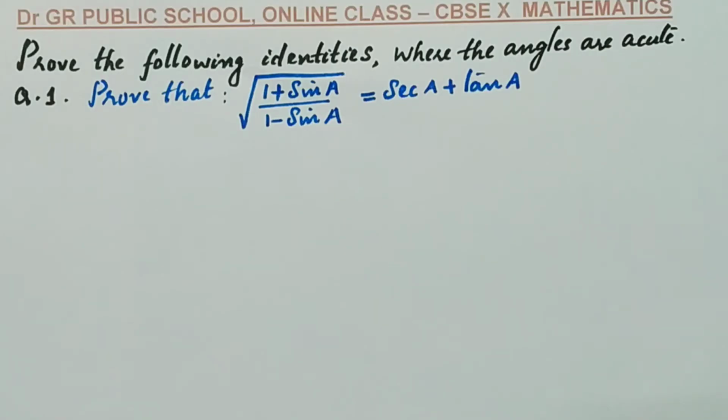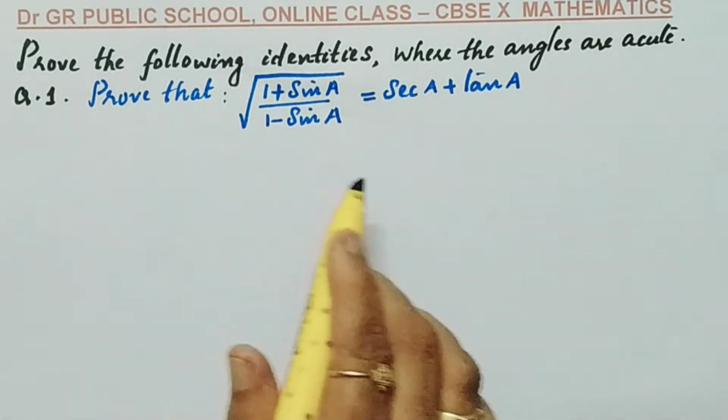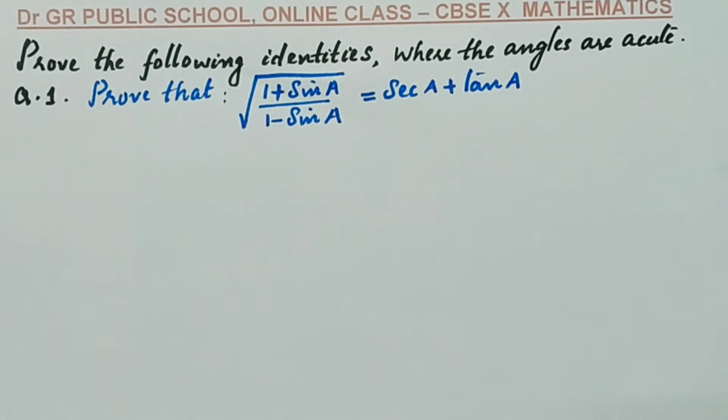Today we are going to study some proofs based on the identities of trigonometric functions. Come to the first question. Prove the following identities where the angles are acute. The angles mentioned in the question are acute angles. You need to prove the identity.